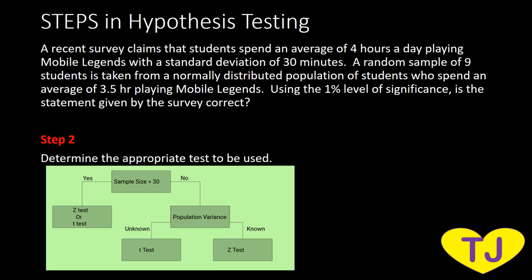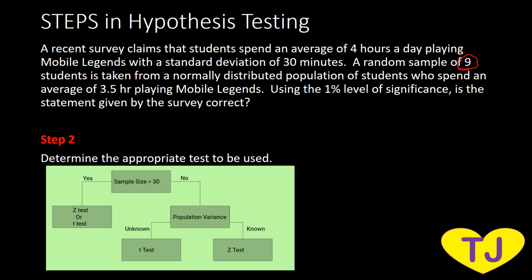statistic we will be using, we will be using this diagram. So let's start and know how to use our diagram. First off, we need to know what is the sample size. If you try to look at the problem, we have a sample size here which is equal to 9. So that's our sample size. Now you will be answering whether 9 is greater than 30.